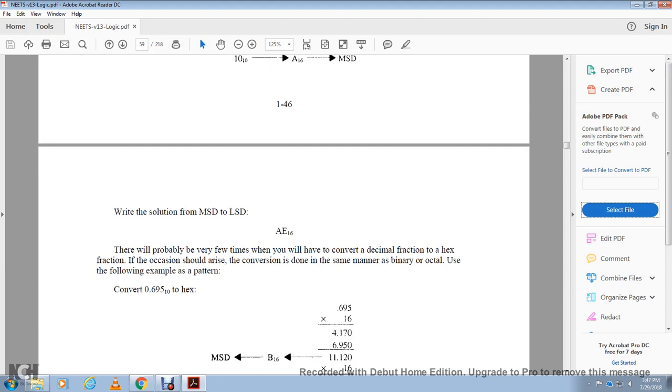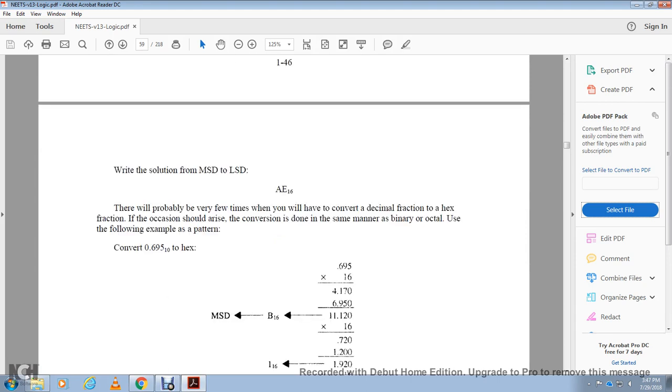You may have to convert a decimal fraction to a hex fraction, which you arrive at in the same manner as binary and octal. Use the following example as the pattern. All right, convert 0.695 decimal to hex. So you take 0.695 times 16, and that will give you 11.12 with a base of 16.